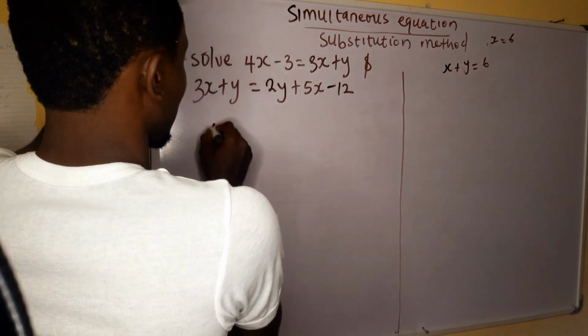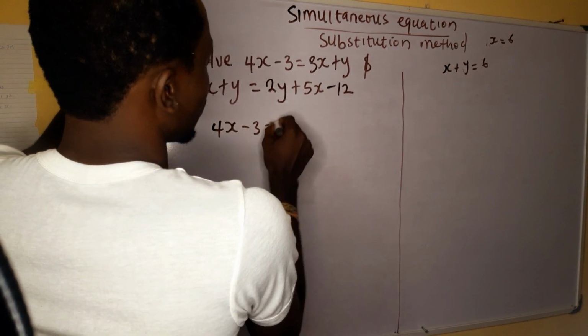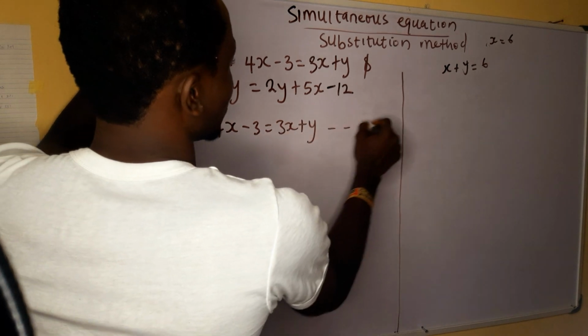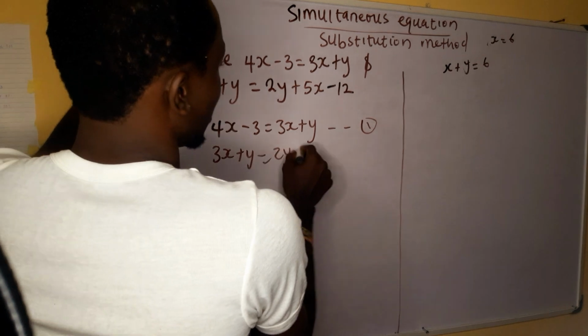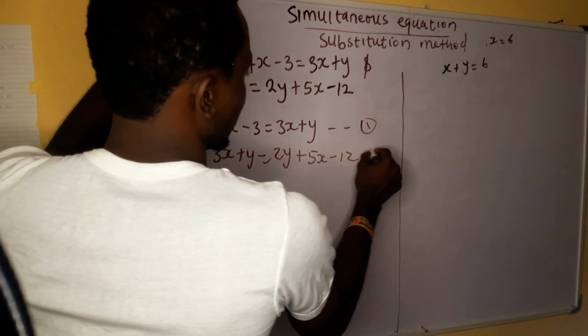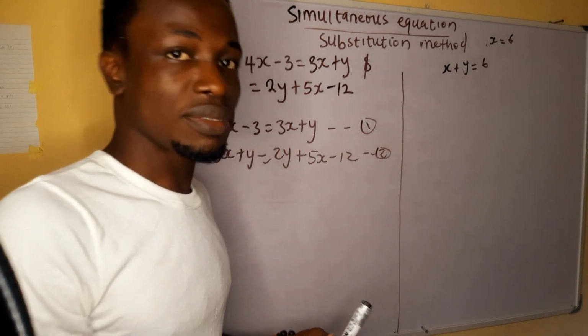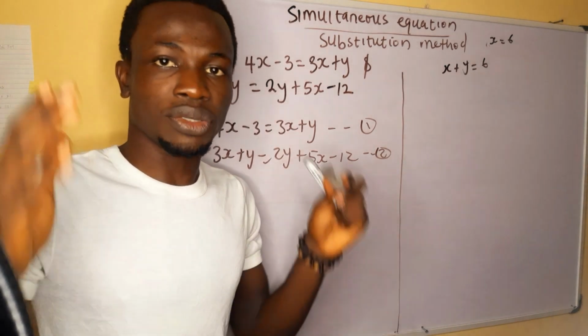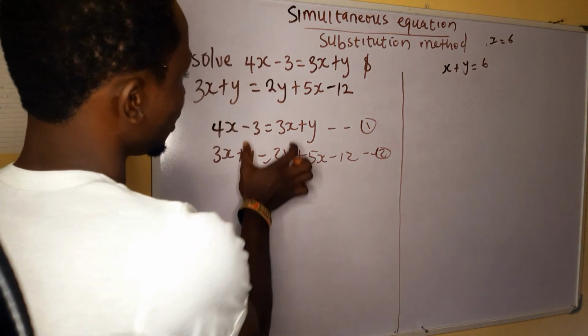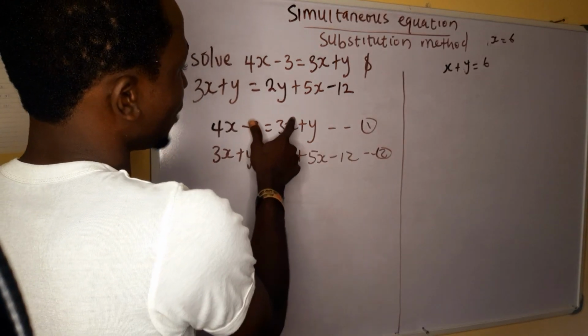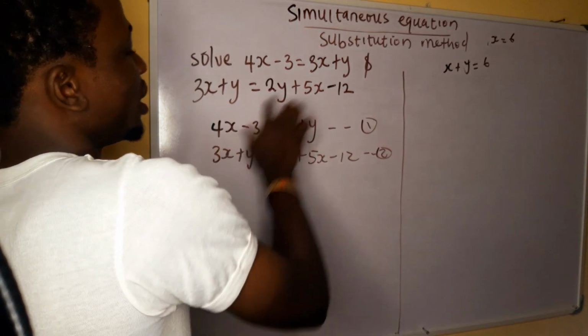This is my equation 1: 4x minus 3 is equal to 3x plus y. And 3x plus y is equal to 2y plus 5x minus 12. This is my equation 2. But I cannot solve it this way. I want to first of all rearrange it and simplify it before I start solving. So for this particular one, I'll move my x and y over here. I'll move negative 3 here.